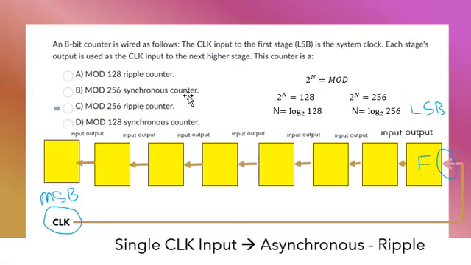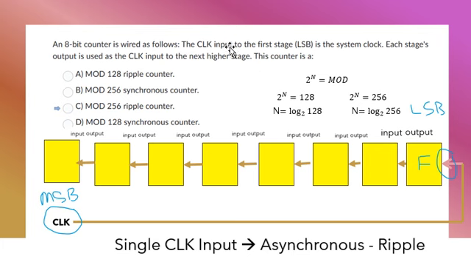Let's go back here and get rid of all the 128 options. So A is not correct and D is not correct. We're down to mod 256. They're the same; the only thing that is different is synchronous or ripple. So let's continue to read the question.